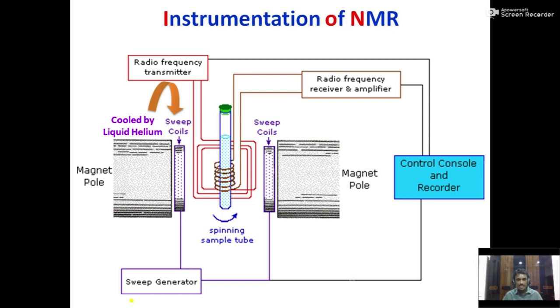A radio frequency transmitter is there, which is producing the radio frequency waves. Then a radio frequency receiver and an amplifier are there. The superconducting coils need to be cooled by liquid helium. This you have to keep in mind. A sample tube is there. You can see that the spinning sample tube is shown here. It is also spinning in this magnetic field.